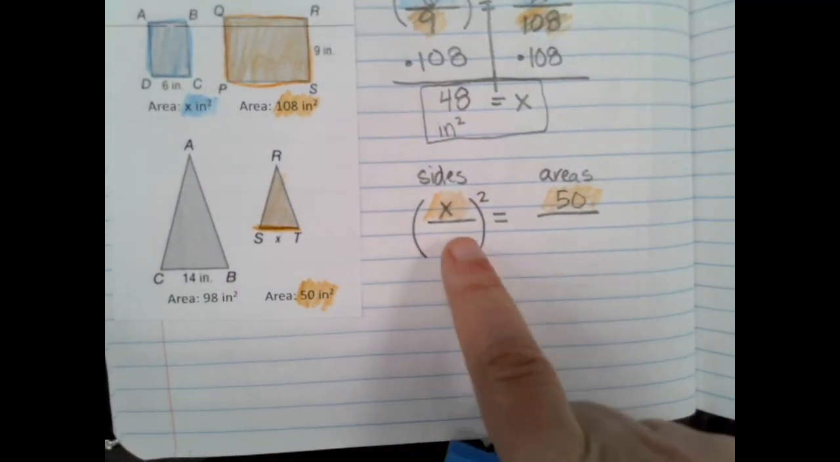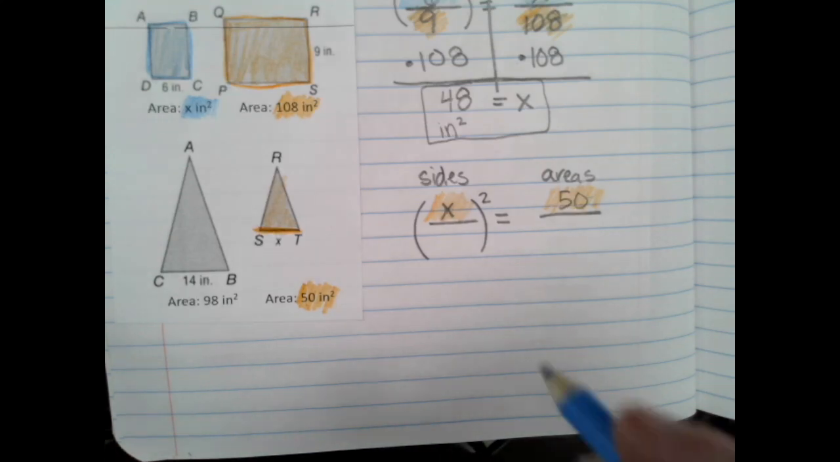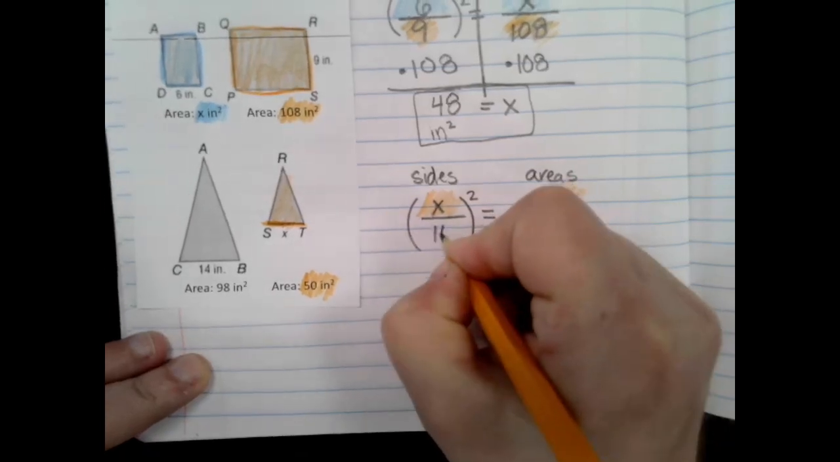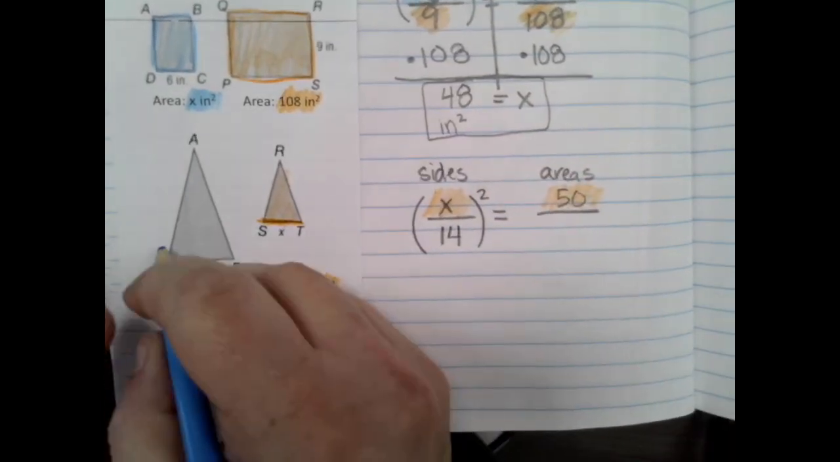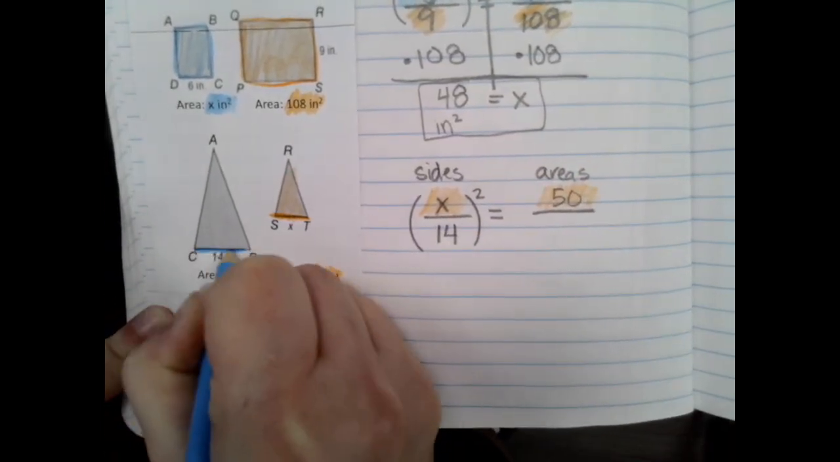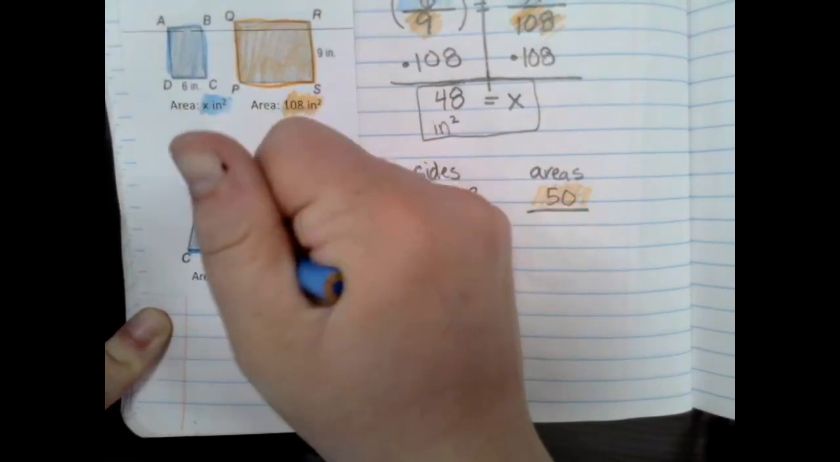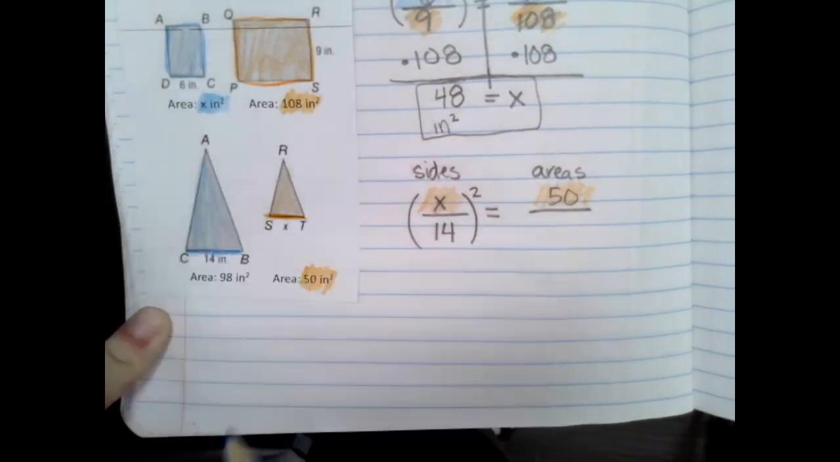Okay, what's going to go under x? Good. How did you know it's going to be 14 and not 98? Good. It's in the same place if they're proportional sides. So 14. And then what's the area that goes with 14? 98.